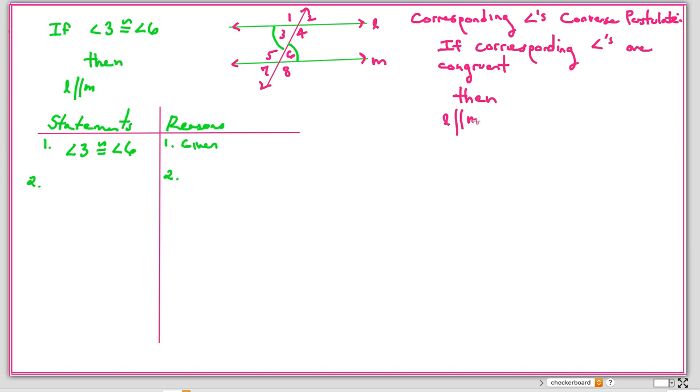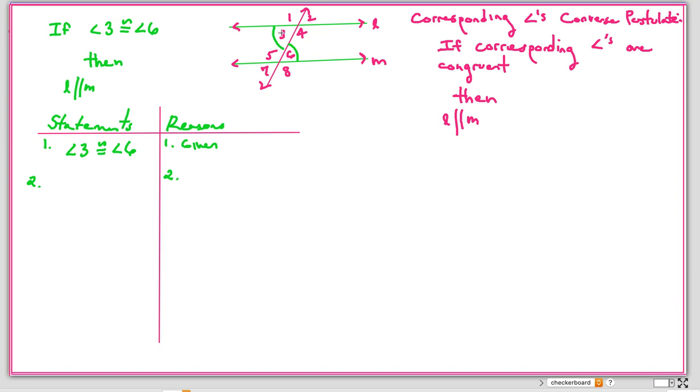I use this in conjunction with the vertical angles theorem to show that if I have, like I do, I'm given that 3 is congruent to 6, which is a pair of alternate interior angles. I'm given that they are congruent, and the way that this is going to go is I'm going to say 3 is congruent to 6 because that's given. Then I could say 6 is congruent to 7 because they're vertical.